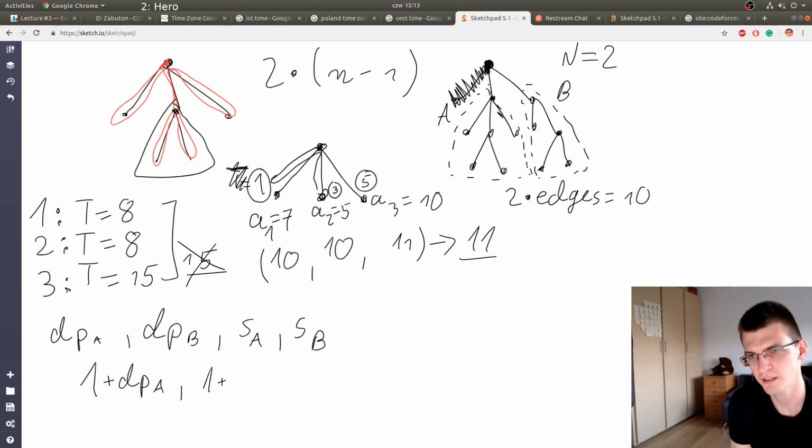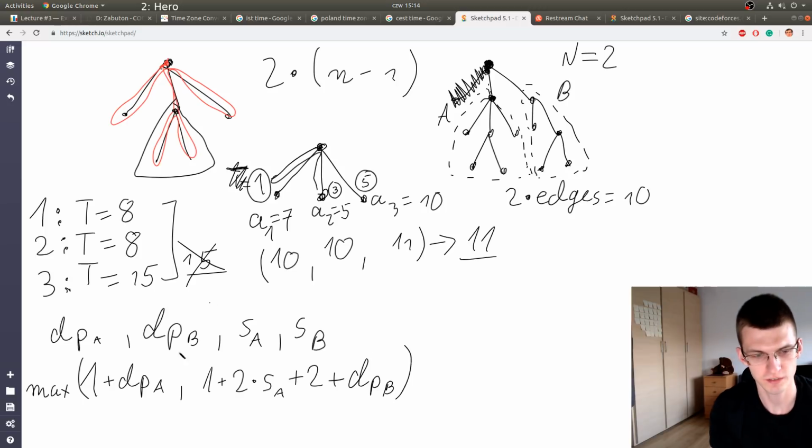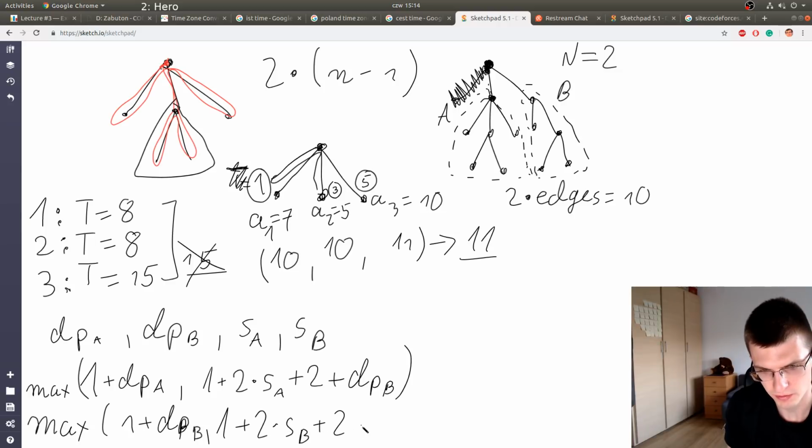1 minute to go here, then size of subtree A times 2 to get around here, so 2 times SA, plus then from this child we go back to root and then to the other child, so plus 2, and we are interested in the maximum of that. Well, and here plus dp of b. And we compare that to, well, the other possible order, max of 1 plus dp of b, and this thing. So 1 plus 2, let me change to just, well, let me leave it. 2 times sb plus 2 plus dpa.